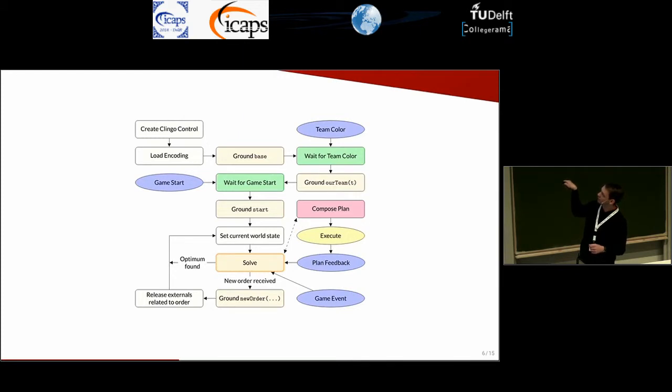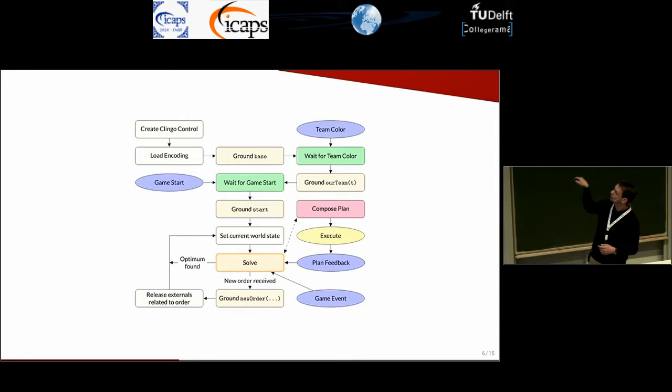Also another indicator are game events. For example, if you receive a new order from the system, we might actually have a better idea what to do because the other order might be better in terms of value, and then we might want to switch to that order, and that's why we started solving again in that instance. So that's the overall program, and this loop here is actually what we spend most of the time in. That's what we actually want and where we want to spend the time in.